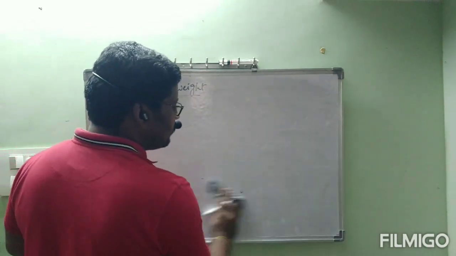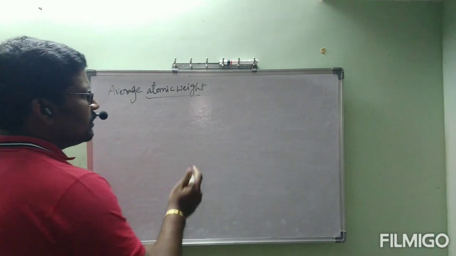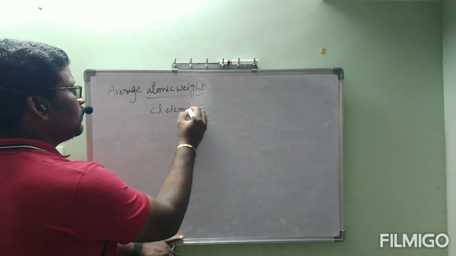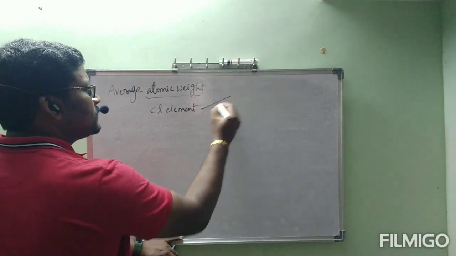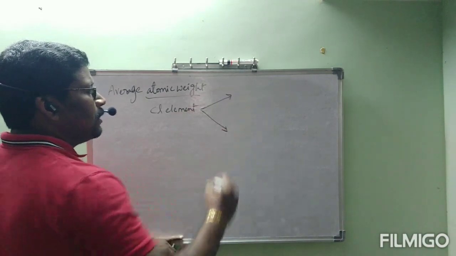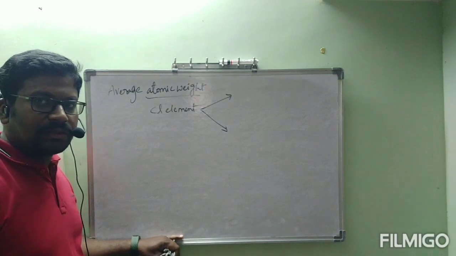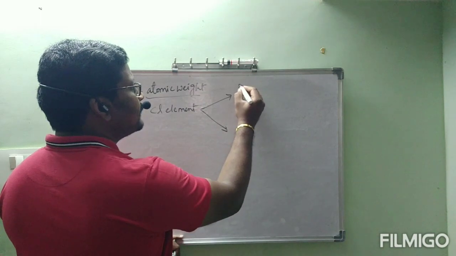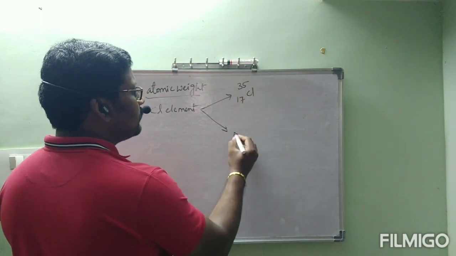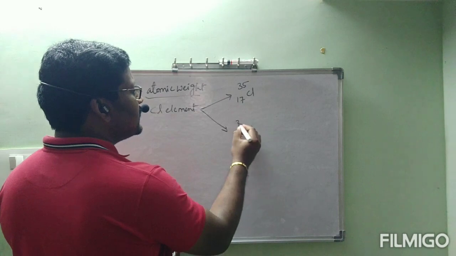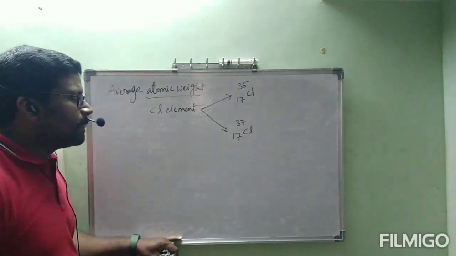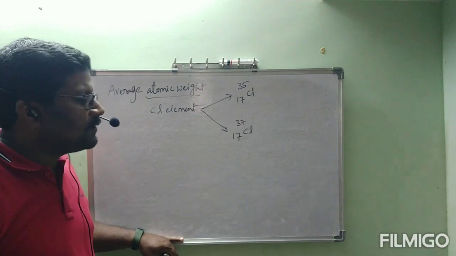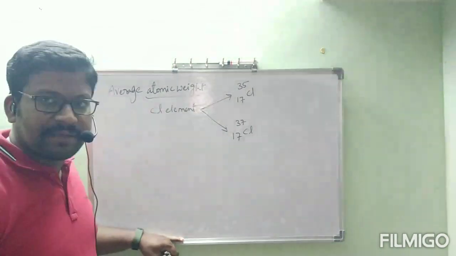First note down the formula, all of you. Now I am giving the information. Chlorine element has two isotopes, 17Cl35 and 17Cl37.